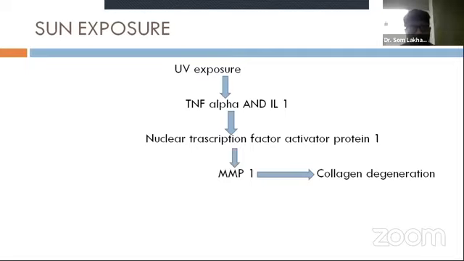And this is often asked as an MCQ question. So the undergraduates may please note down. The MCQ commonly asked is which factors are responsible for skin aging. In that you have to write UV exposure, and the molecules which are responsible are TNF alpha and interleukin 1. These are the main pathogenesis behind skin aging, and this is often asked as an MCQ question. So this is the first factor behind skin aging, that is sun exposure.